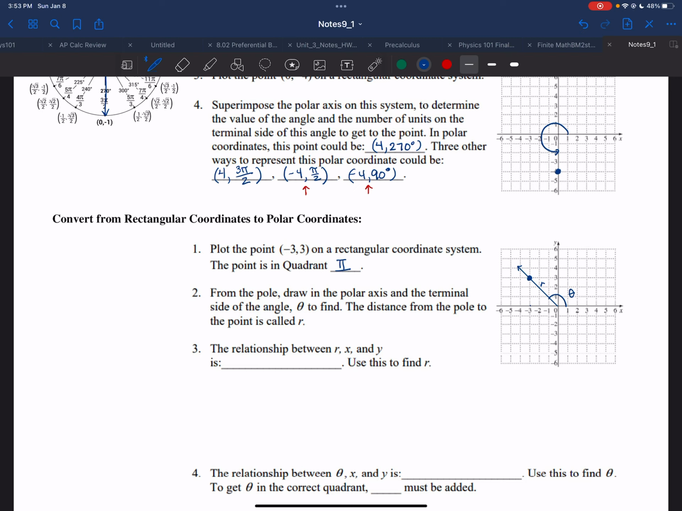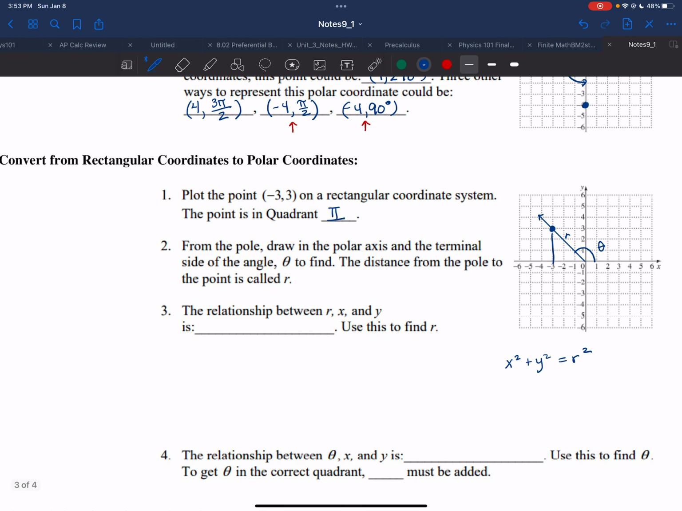The relationship between r, x, and y is, well, remember when we did our Pythagorean theorem? So we have x squared plus y squared equals r squared, right? We already did that up above. And so that's what we're going to be able to do to solve this. So I'm going to put this in here, x squared plus y squared equals r squared, and then let's do this. So -3 squared plus 3 squared equals r squared. So 9 plus 9 is going to equal r squared. And to get rid of that square, I'm going to have to take the square root.